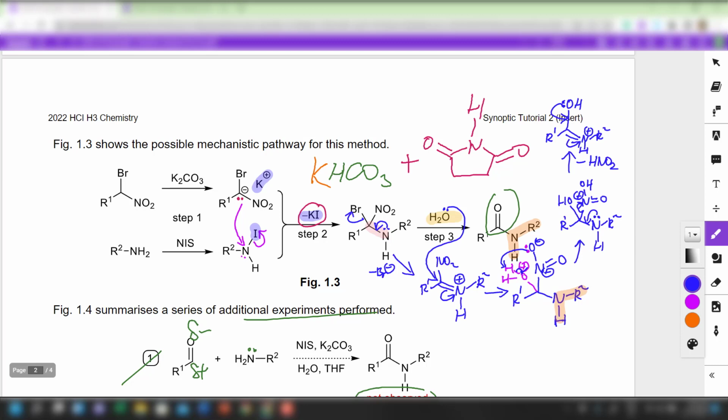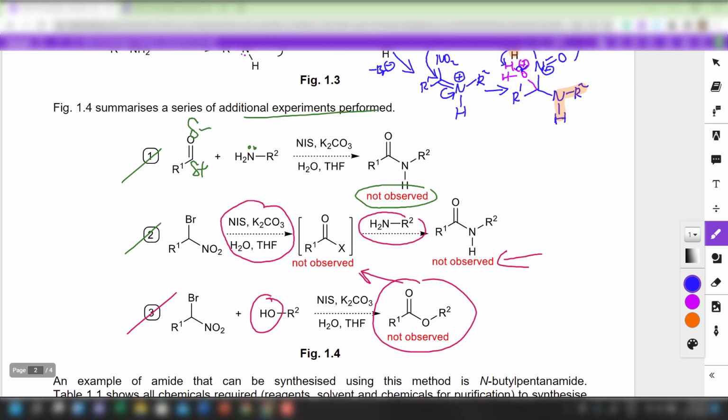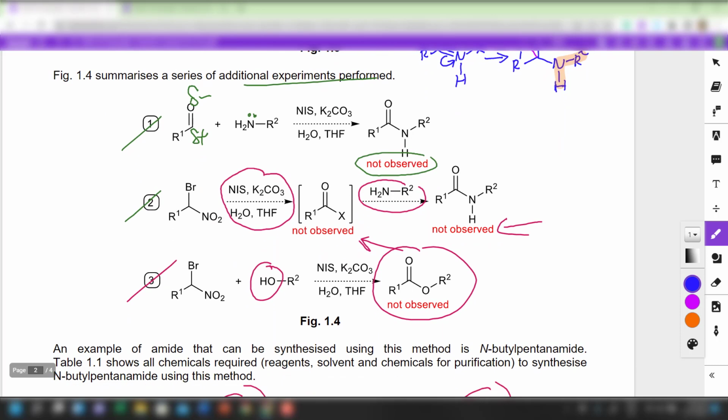Number 2, one of the H in NH2 is replaced by the I, and then between the carbon anion and the nitrogen, a nucleophilic attack takes place, before hydrolysis to generate the amides. So experiment 2 supports the fact that the hydrolysis of nitroalkane does not occur.